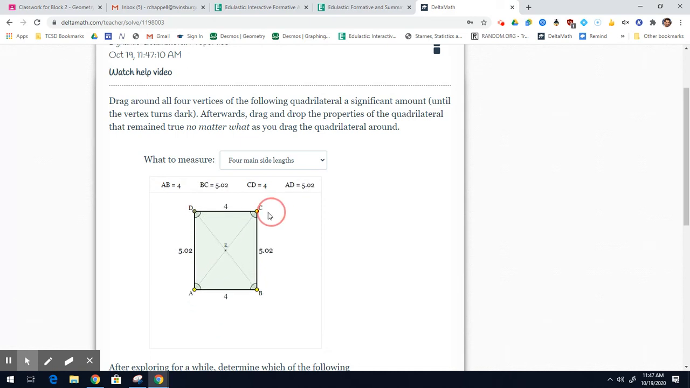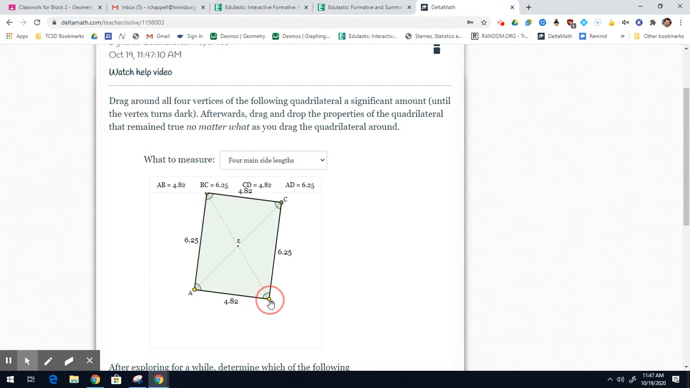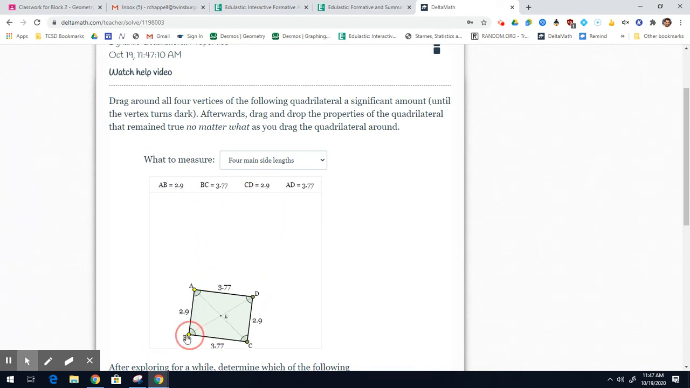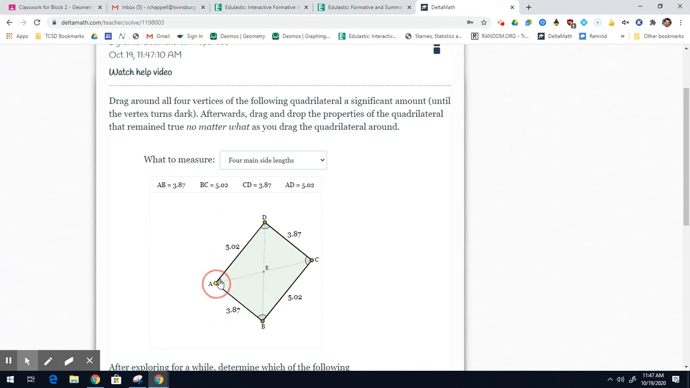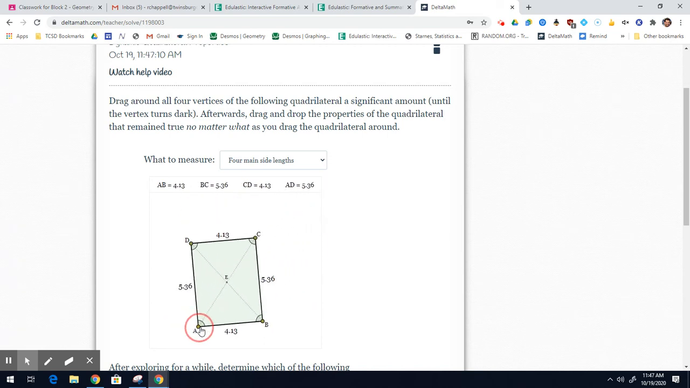So that one turned dark. That has turned dark. That one turned dark. And that one turned dark. So now I have created, so it looked like it started like a square, and now I have created a new quadrilateral. Now I think this is a rectangle.